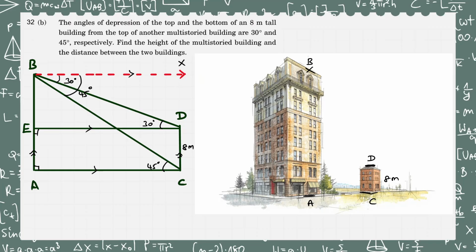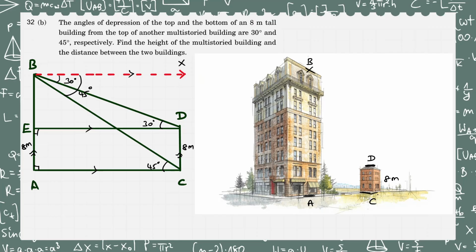So the opposite sides of the rectangle are always equal to each other. Since CD is 8 meters, AE is also 8 meters only, right? So these are the basic pieces of information we can tell about the scenario, and the rest of the things we have to find out here. So what are the things we have to find out?